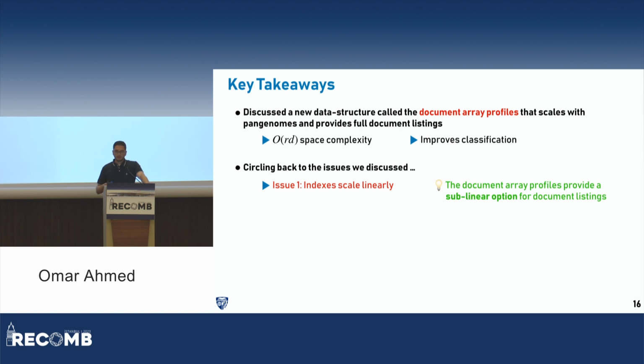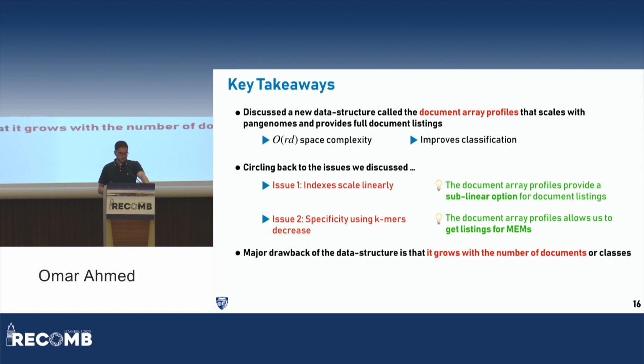We also talked about this issue of how when you use a fixed length substring like k-mers, there are issues of specificity decreasing as you use bigger and bigger databases. This allows you to get listings for variable length matches like MEMs, which presumably would give you more specificity in regions that you can afford it. And lastly, the major drawback of the data structure right now is that it does have that factor of D in the space complexity. However, we have some experiments that we didn't talk about right now, but show that we can probably compress the data structure to O of R and still get good classification in taxonomic scenarios.